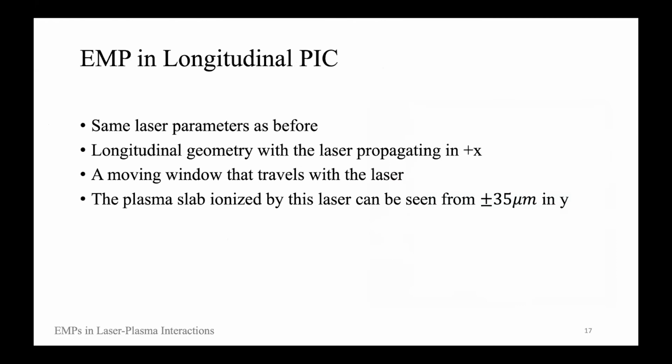So as I mentioned, the same laser parameters as we used before are going to be used here. And we're going to use a longitudinal geometry instead, with lasers propagating in X. And we'll have a moving window that's traveling with the laser, so we get sort of stable results. And in this case, again, we get a plasma slab with a radius of about 35 microns. And you can see that in the next plot.